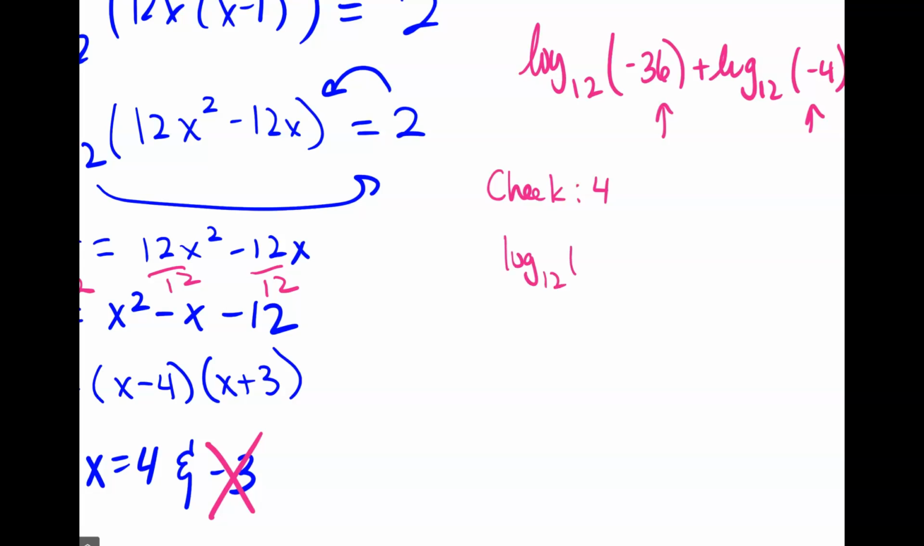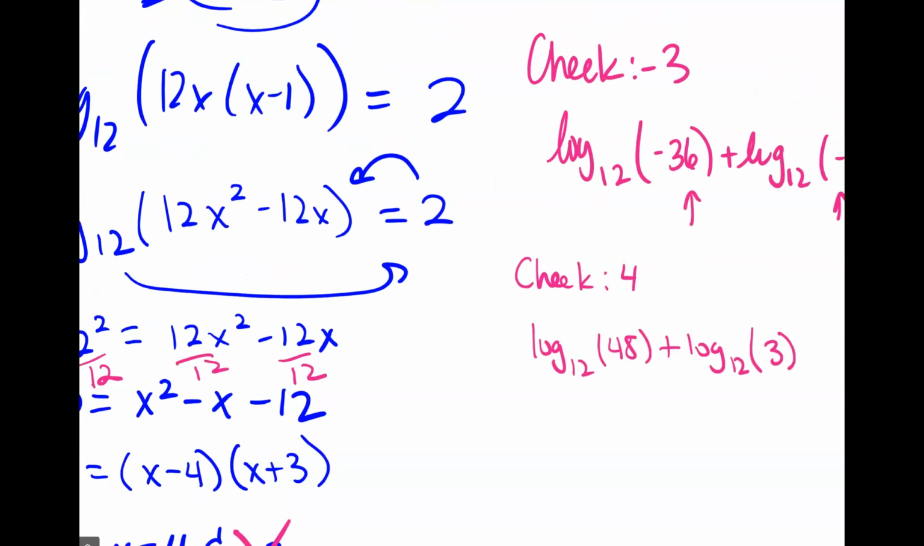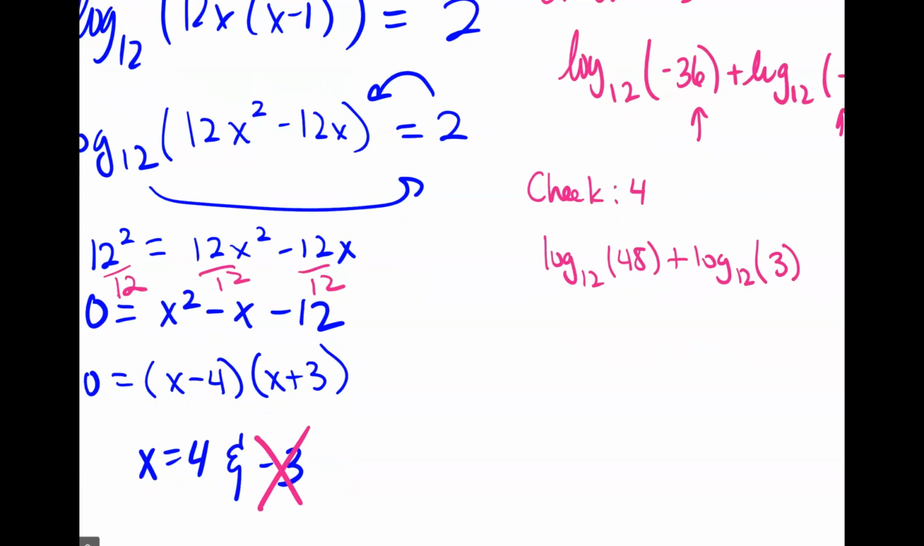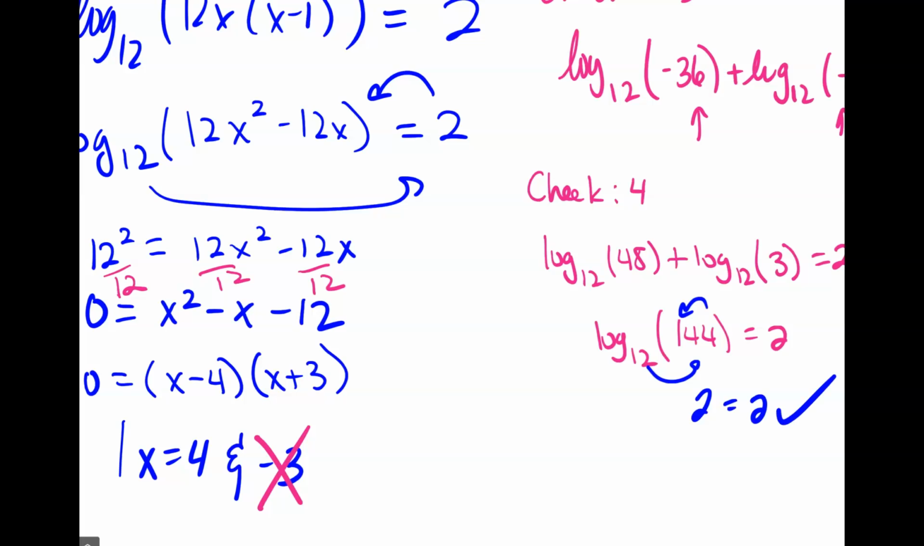You can check 4. So I have log base 12 of 48 plus log base 12 of 3. 4 minus 1, yeah, 3, okay. Equals 2. Let's see if that's true. I'm going to use the rule of multiplication. 48 times 3 is 144. And 12 to what power is 144? 2, so we know it works, so it's an answer.